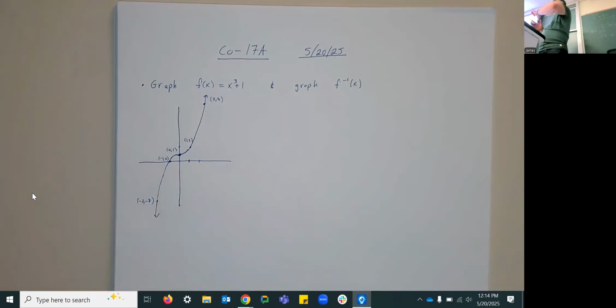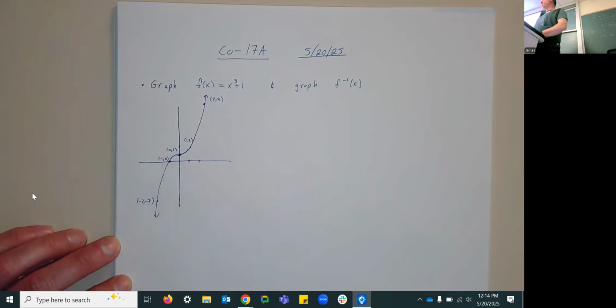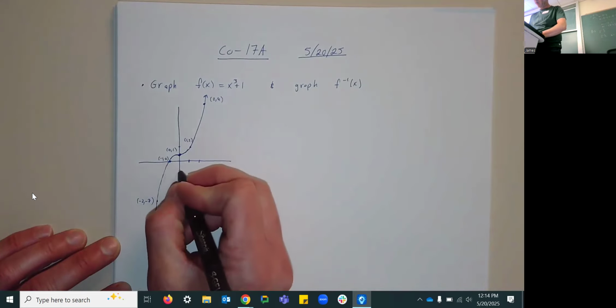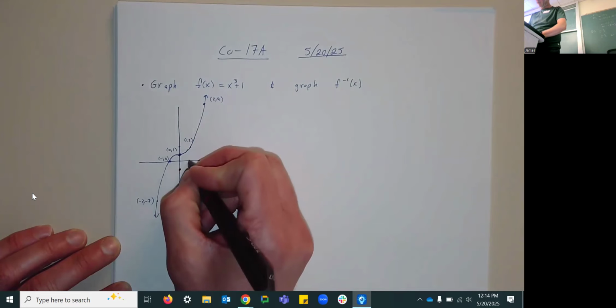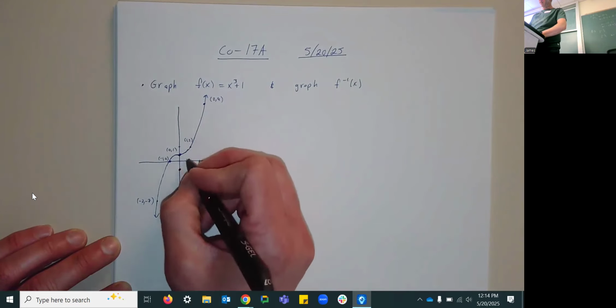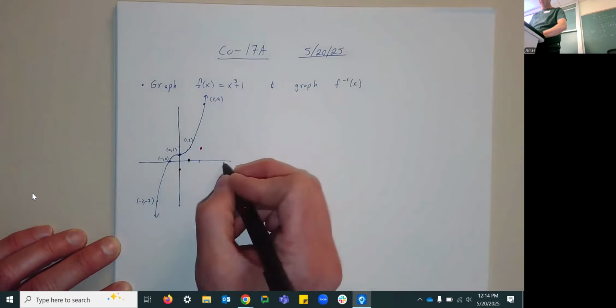To graph the inverse without actually finding the inverse, all we have to do is interchange all of the x and y coordinates. So every pair of points, I'm going to flip them and get the opposite pair. Instead of -1, 0, I'm going to get 0, -1. Instead of 0, 1, I'm going to get 1, 0. Instead of 1, 2, I'm going to get 2, 1. Instead of 2, 9, I'm going to get 9, 2.